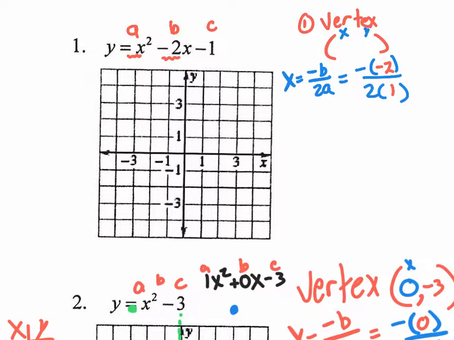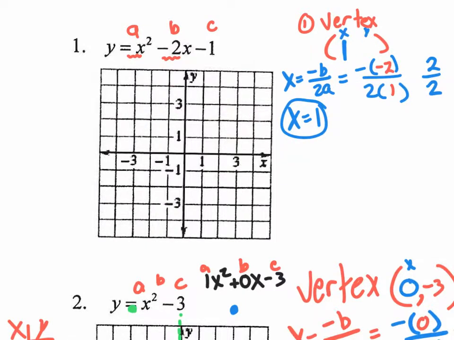And we end up with plus plus up on top. The minus minus changes to plus plus. So we end up with a positive 2 up on top. And 2 times 1 is also positive 2. So we end up with 1, right? X equals 1. That is our x value of the vertex. So up here, I want to put a 1 for my x value of my vertex.